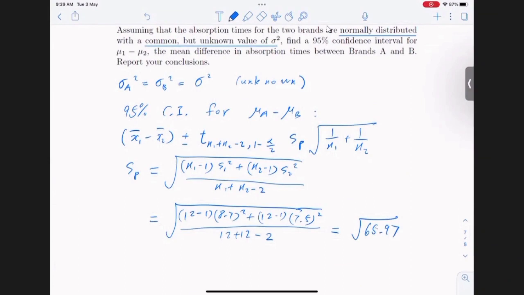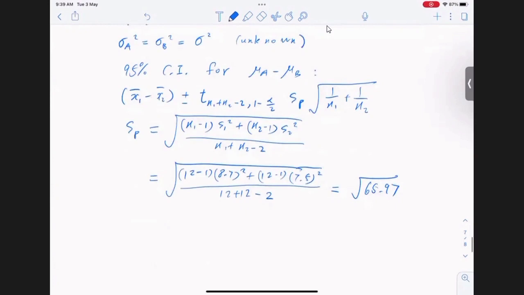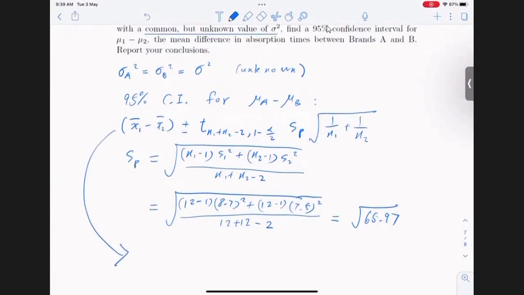So this will be the pooled sample standard deviation. So the confidence interval will be given as the difference in the sample means. We need to also compute the t quantile first.